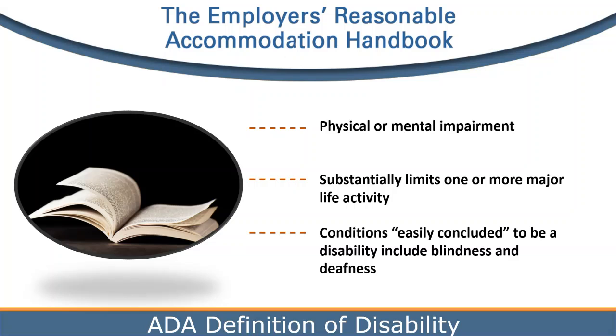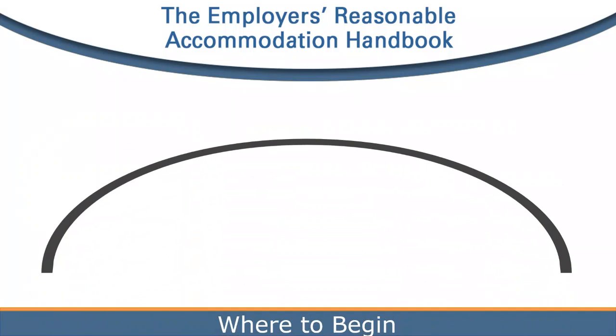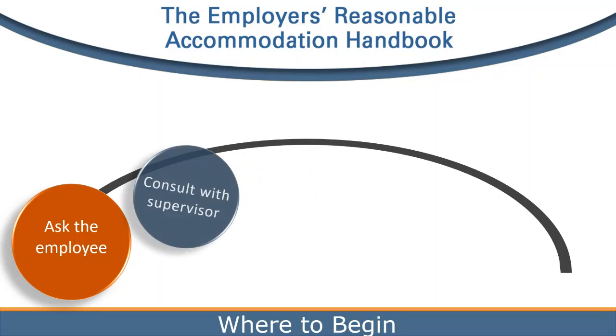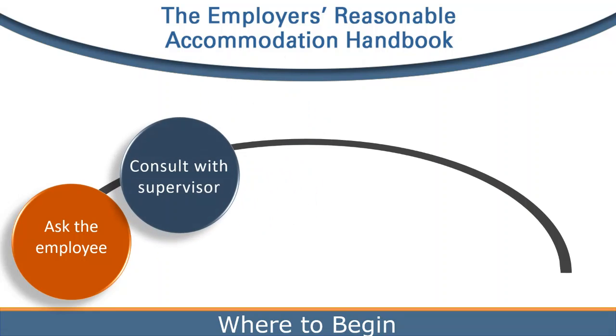Julie, once the employer has verified the disability and the need for the accommodation, they can begin to identify reasonable accommodation options. Where should they start? Dustin, the best place to start is to ask the employee. They may have experienced a similar barrier before and have an idea of what will work best. Another idea is to consult the employee's supervisor about the job's essential functions and any performance concerns. This may lead to an idea for an effective accommodation.